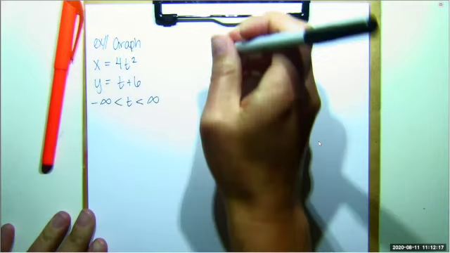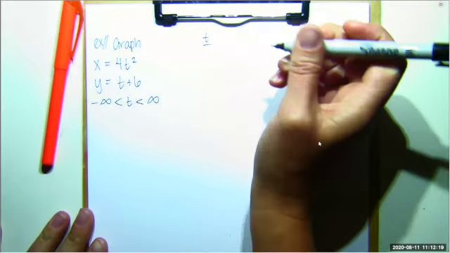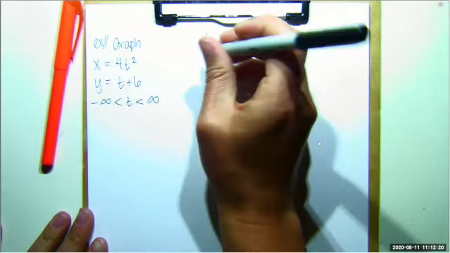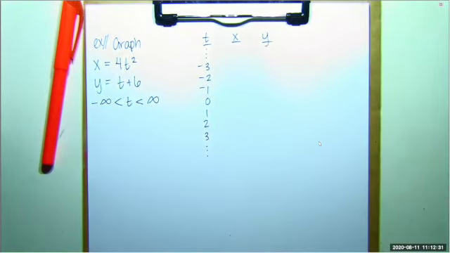Okay, so again, we'll make a chart of values. Because t can be anything from negative infinity to positive infinity, I think it's helpful to pick values around 0 to get an idea of what this graph looks like. Then we'll fill in our x values and our y values.